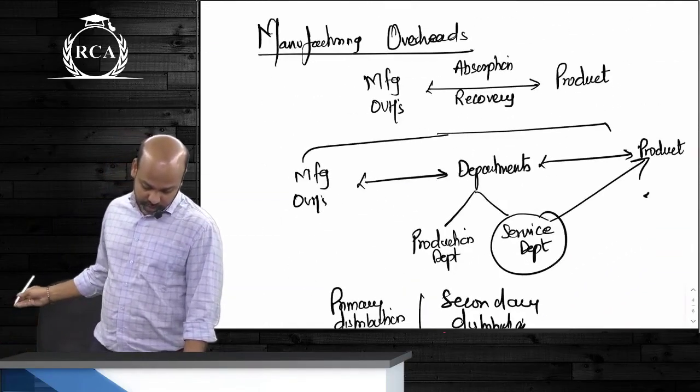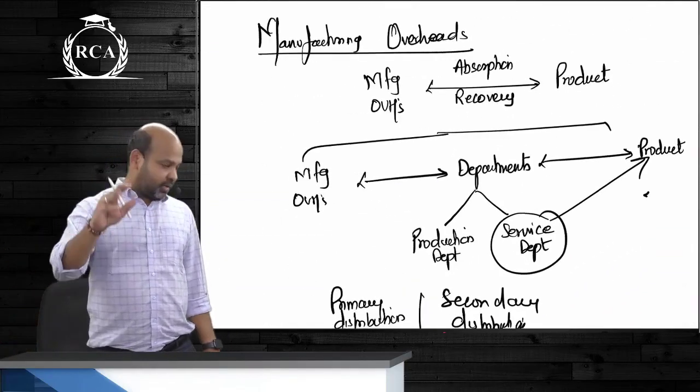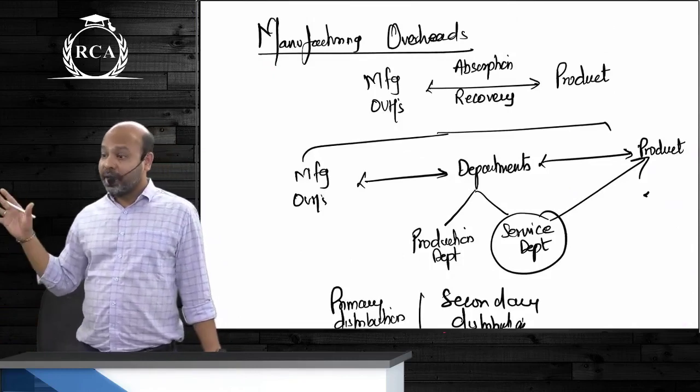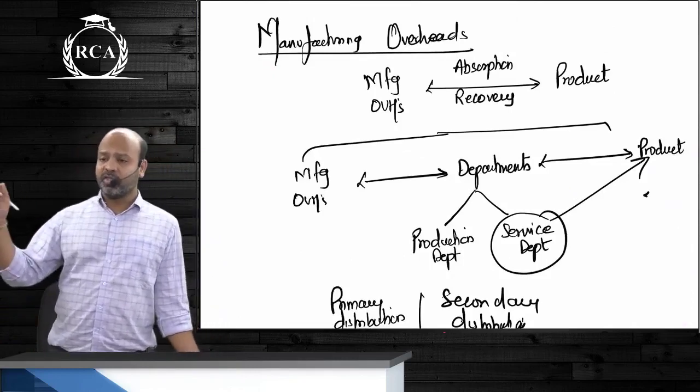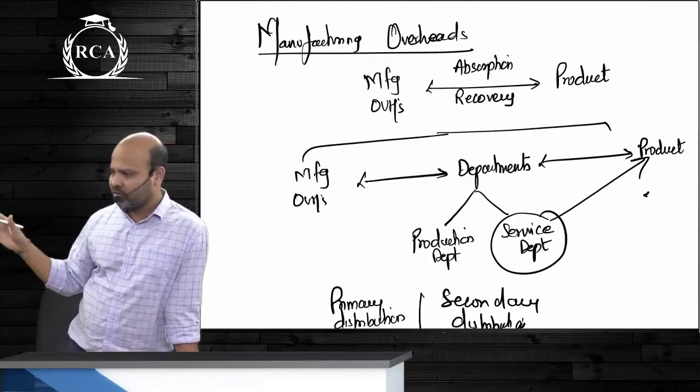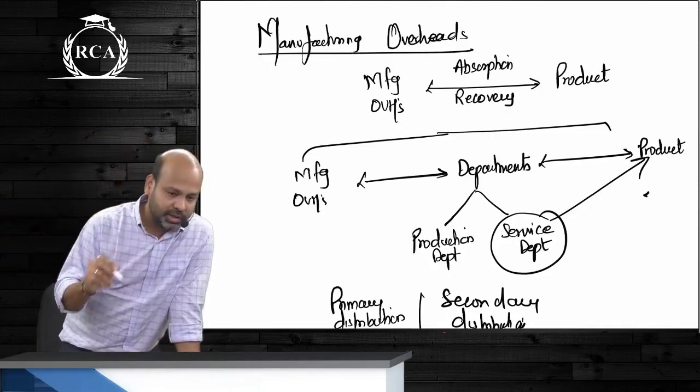Was the word written above? Yes. How that is done, I will talk about it. There is something called blanket rate, departmental rate, on the basis of machine hours, on the basis of labor hours, on the basis of material costs. But did you get an overview of the entire chapter?